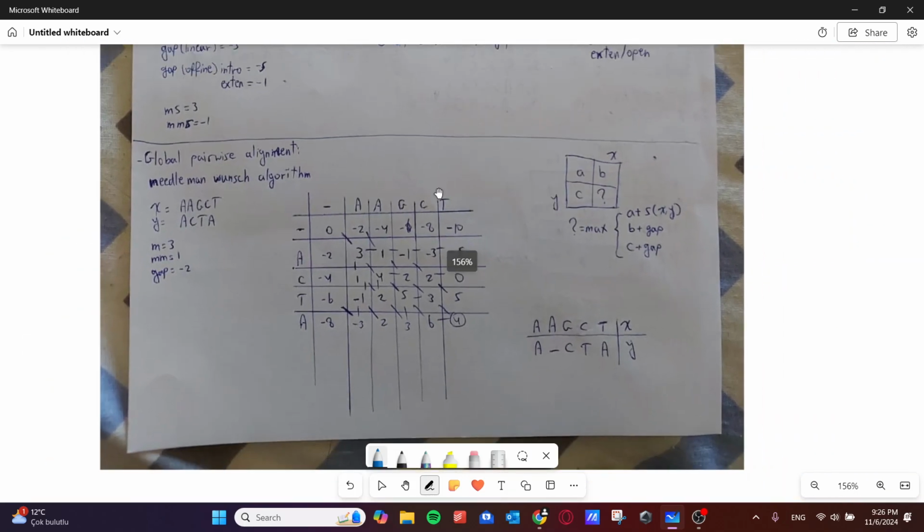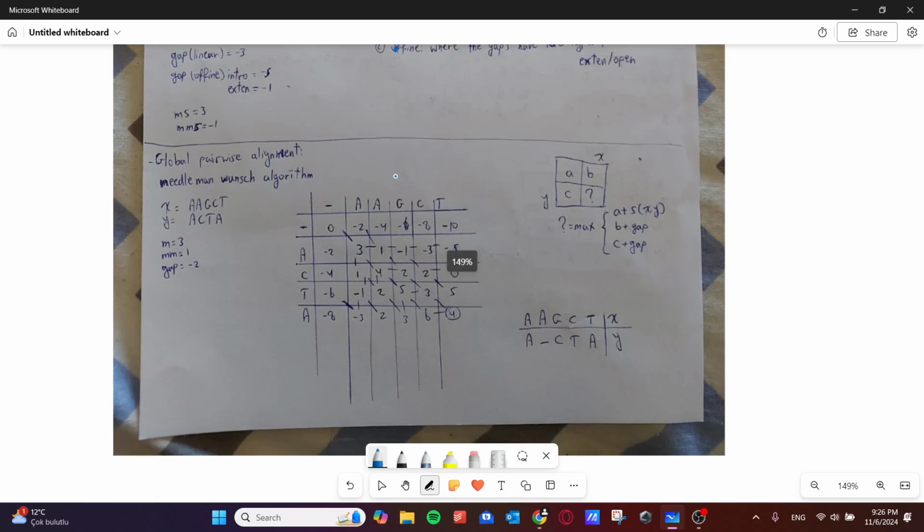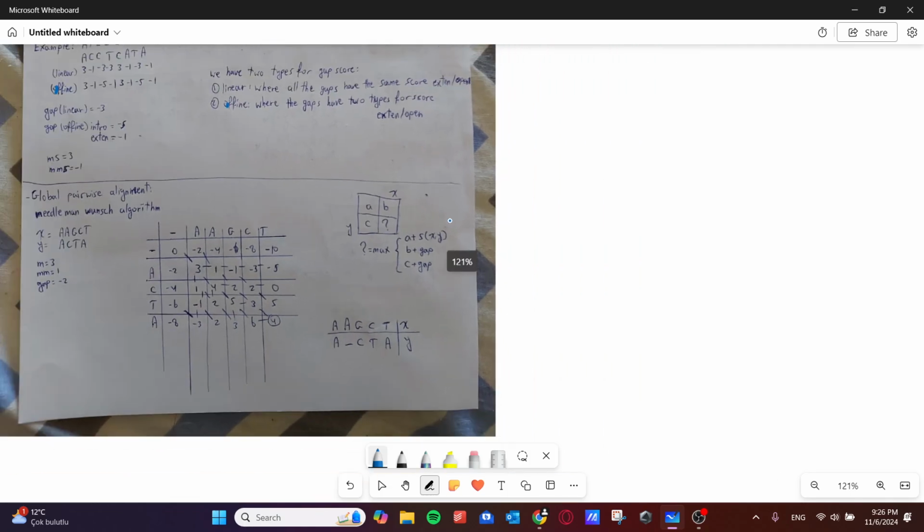So now for global pairwise alignment. The algorithm is called Needleman-Wunsch, or I don't know how to pronounce this. Okay, so it will give us two strings, in this case X and Y, and we have the match score, mismatch score, and the gap.